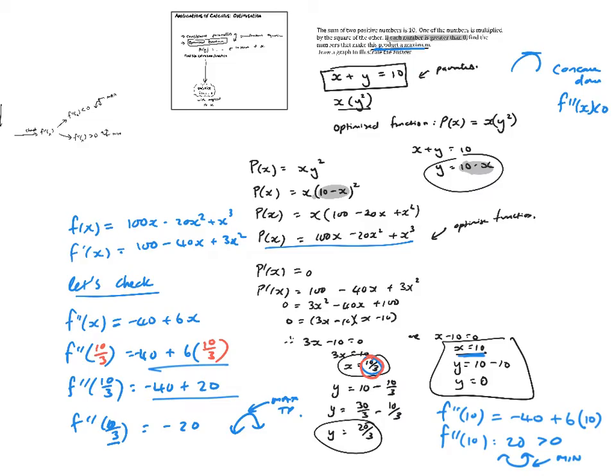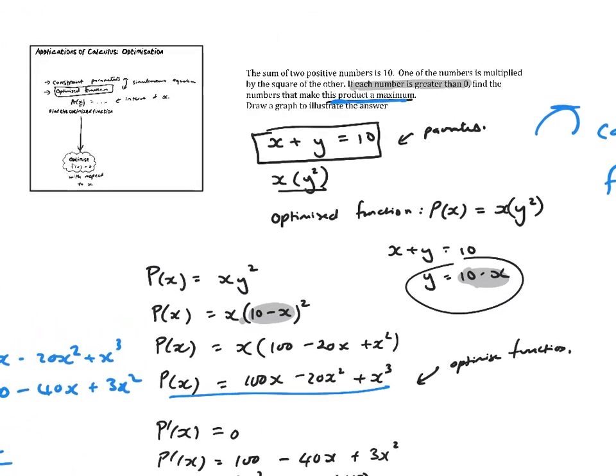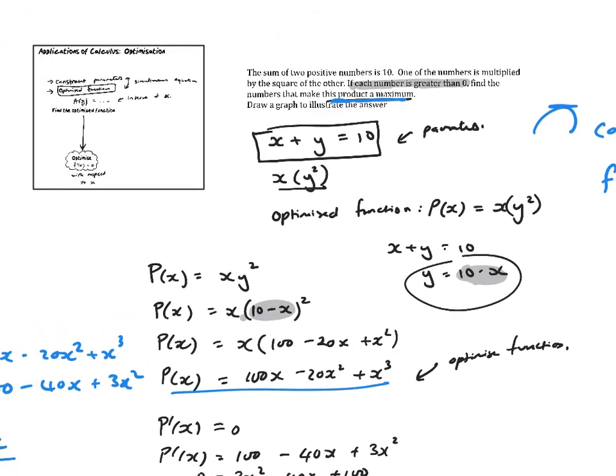So just to recap, what did we do? Okay, so let's just look at our little box there. So we looked at one of the constraints. Remember, they told us the sum of two positive numbers is equal to 10.